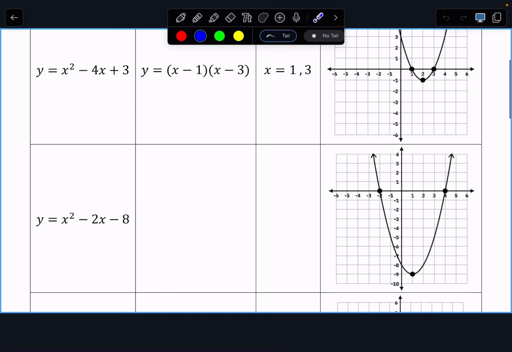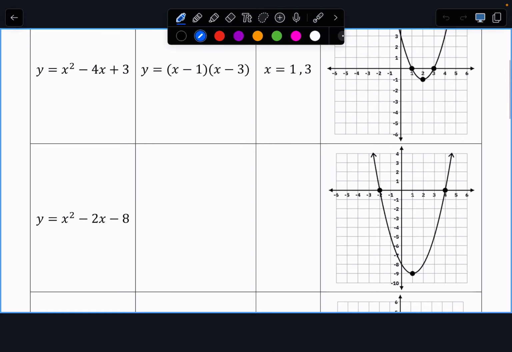Okay. So then, I saw that you factored this. I saw x minus 4, x plus 2. So what are our zeros? Positive 4 and negative 2. Do you notice at negative 2 and positive 4 we have x-intercepts?